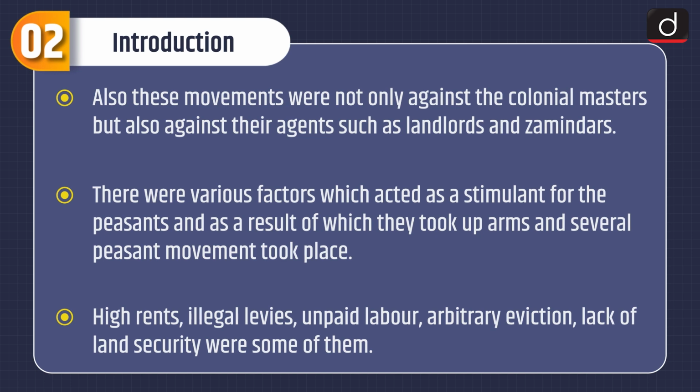Also, these movements were not only against the colonial masters but also against their agents such as landlords and zamindars. There were various factors which acted as a stimulant for the peasants, as a result of which they took up arms and several peasant movements took place. High rents, illegal levies, unpaid labor, arbitrary eviction, and lack of land security were some of them.